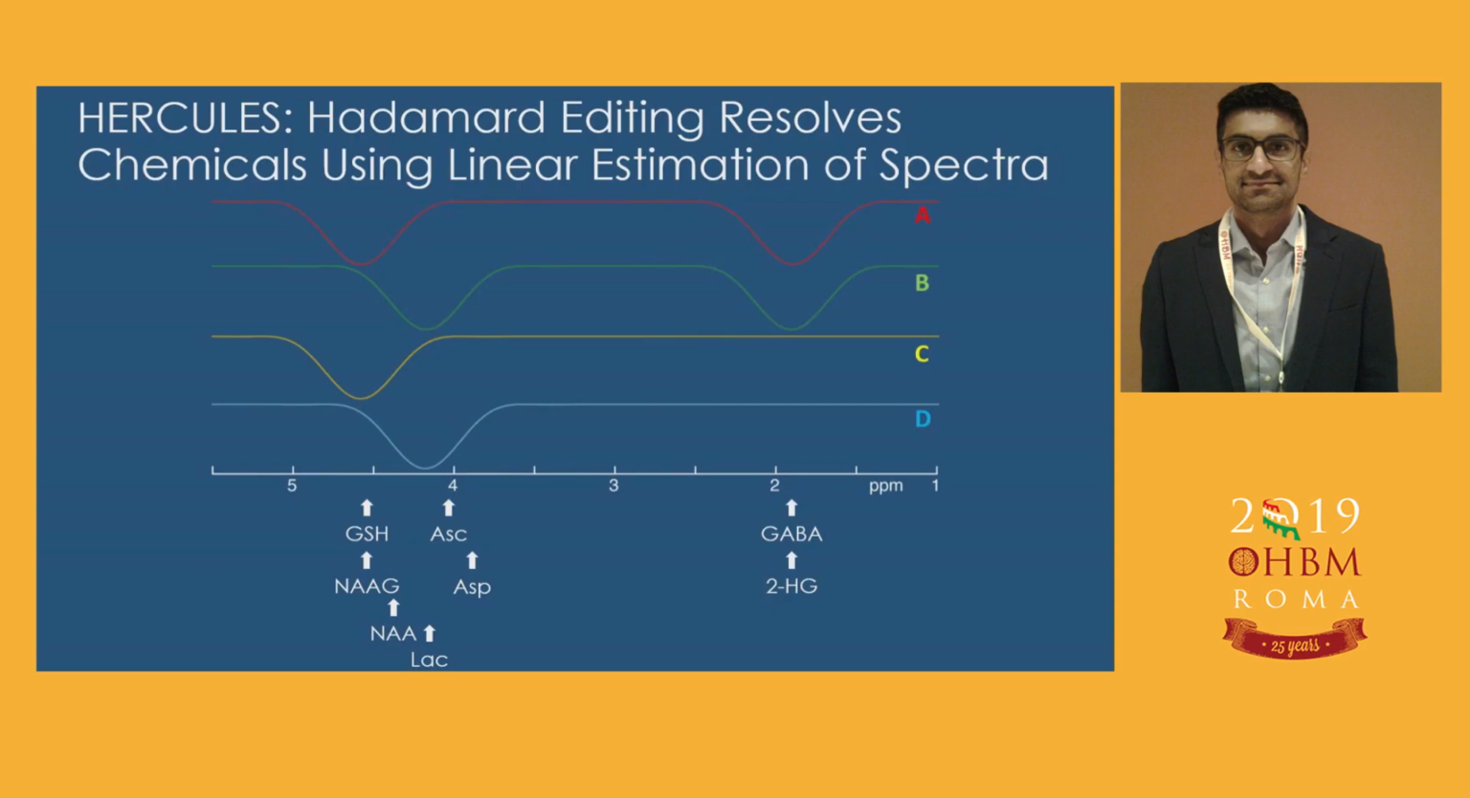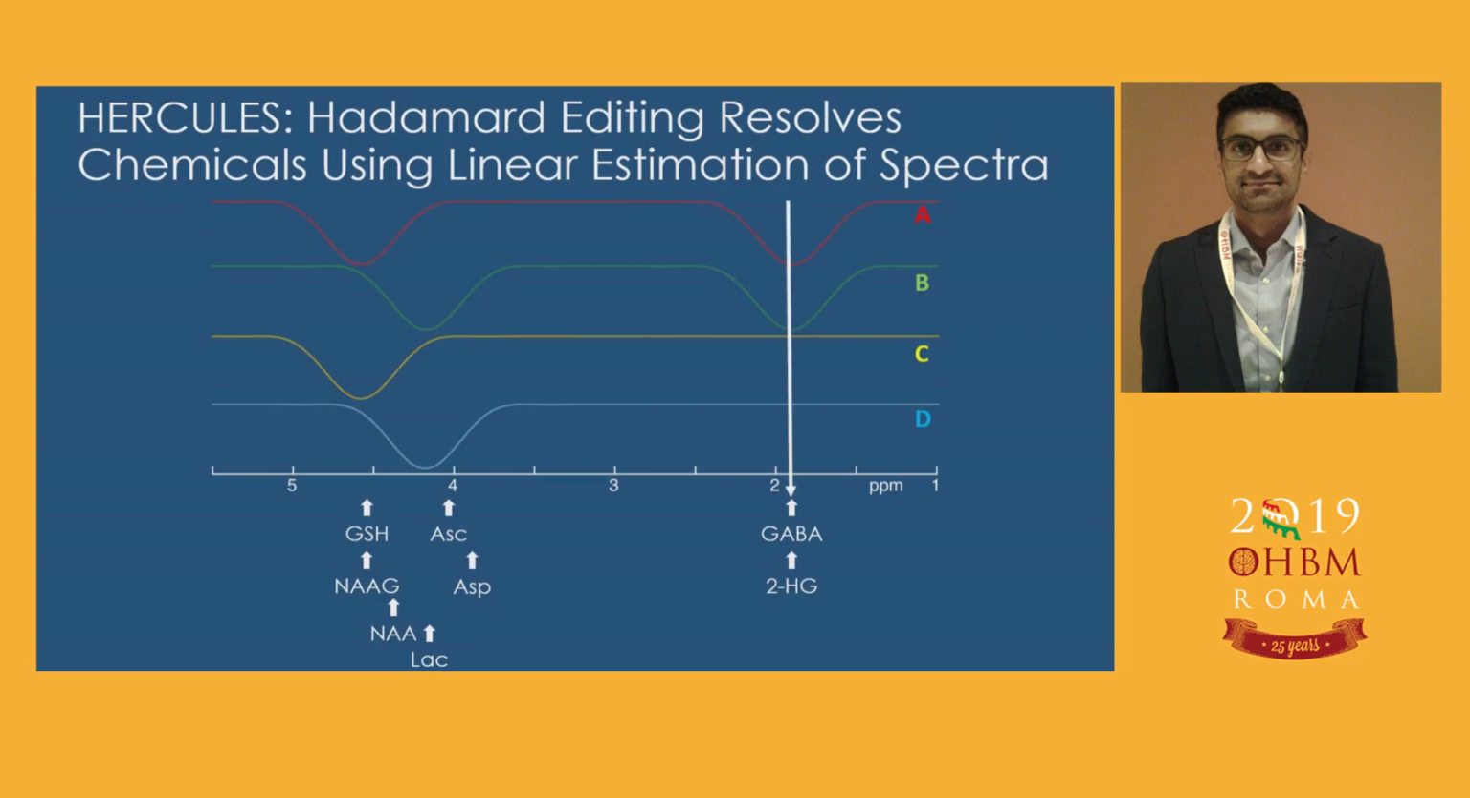My last part of the presentation is the sequence called HERCULES, which is Hadamard Editing Resolves Chemicals Using Linear Estimation of Spectra. So we performed HERMES, and we got two or three edited compounds. Now, the question is, can we acquire more? We can do that using this particular editing method.